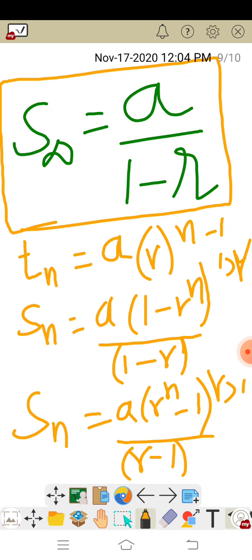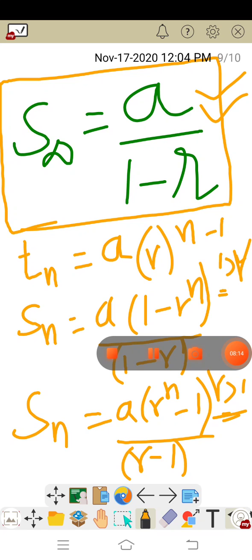So in this geometric progression, we learned Tn = a r^(n-1). Sn = a(1 - r^n)/(1 - r) is valid when 1 is greater than r. And again Sn = a(r^n - 1)/(r - 1) when r is greater than 1. Okay, now we will discuss some examples in geometric progression which were given in previous years.